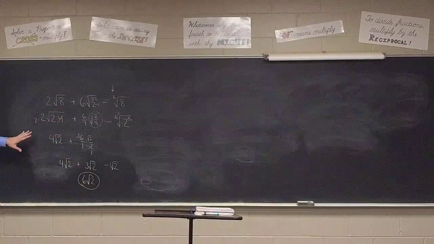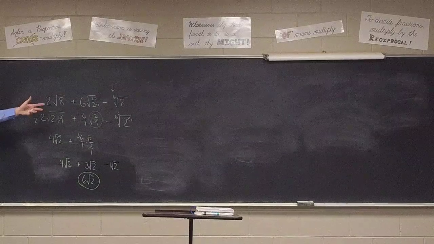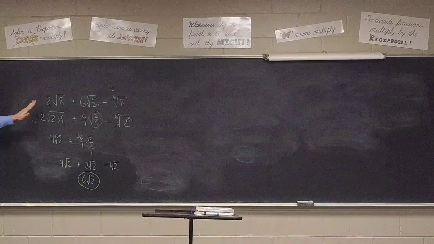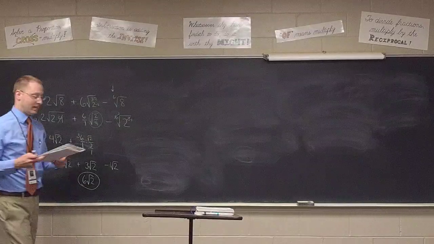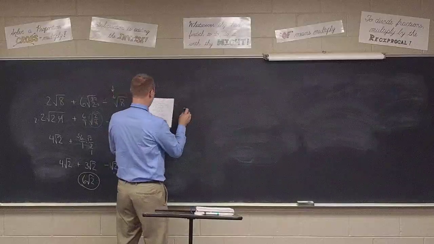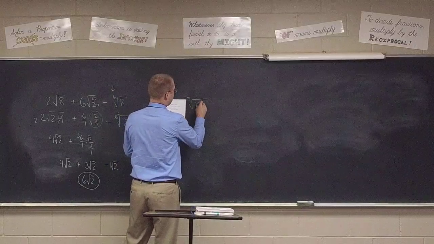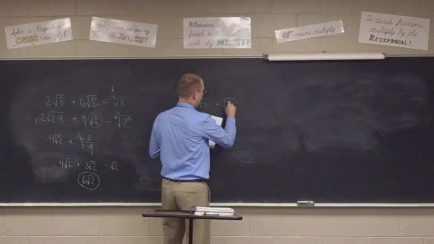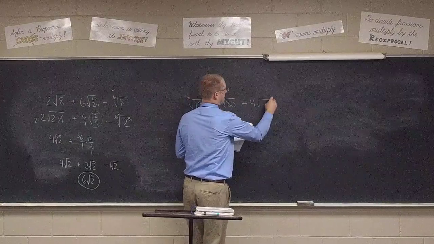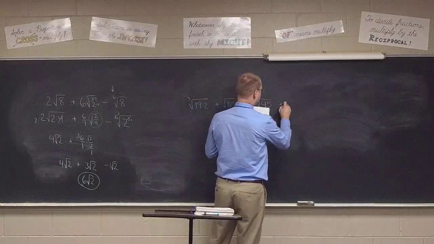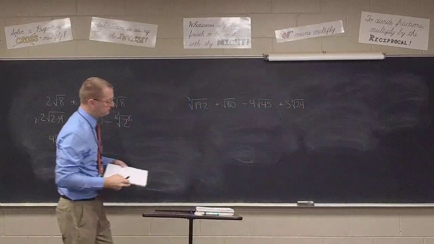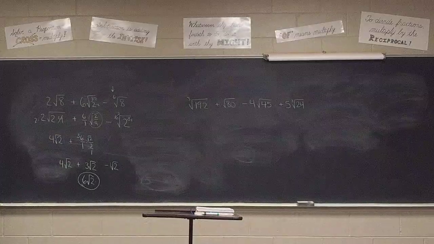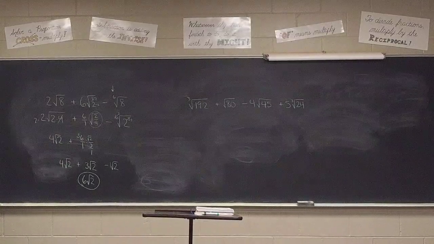Questions on this? Do we see how we could actually work through potentially all three reducing methods in the same problem? Questions? Not every problem will be like that, of course. Write this one down if you would. The cube root of 192 plus the square root of 80 minus 4 times the square root of 45 plus 5 times the cube root of 24. Can I add these the way they're written, Noah? Why not?